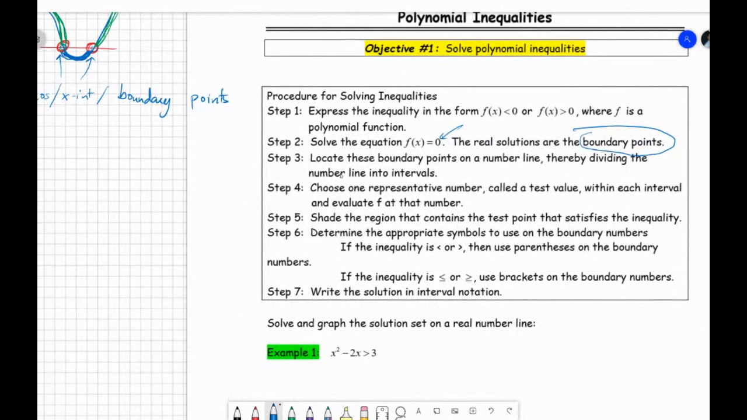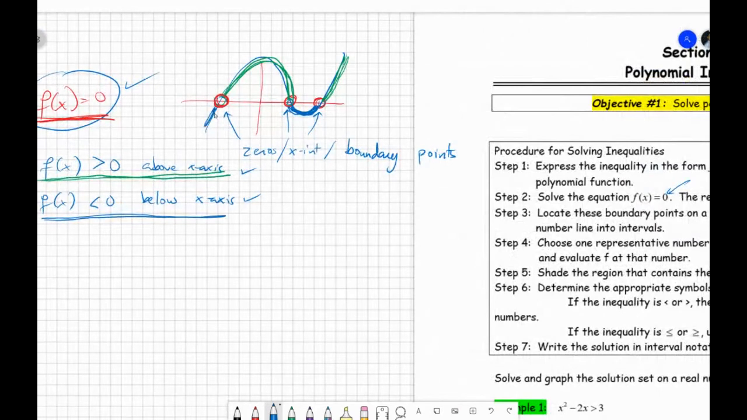All right, so once we solve for it, once we find the boundary points, we're going to divide our number line using these boundary points. So as you can see here, this graph goes to negative infinity and positive infinity. So we're going to divide up the number line into 1, 2, 3, 4 different intervals. Now we have 3 boundary points, so therefore we're going to have 1 more interval. Okay, so it's always going to be the case. If you have 1 zero, you're going to have 2 intervals. If you have 2 zeros, you have 3 intervals, and so forth.